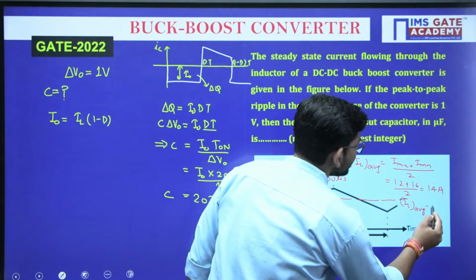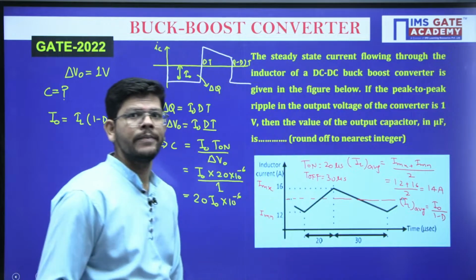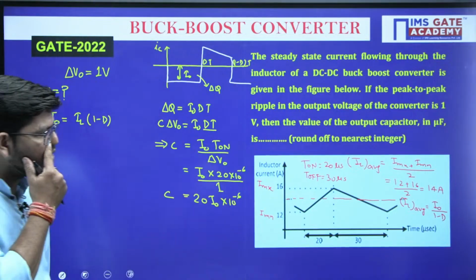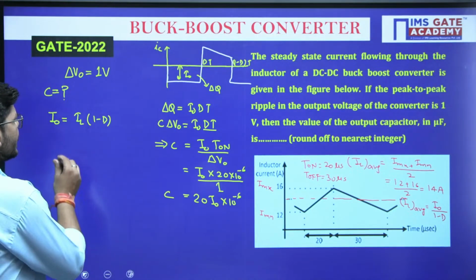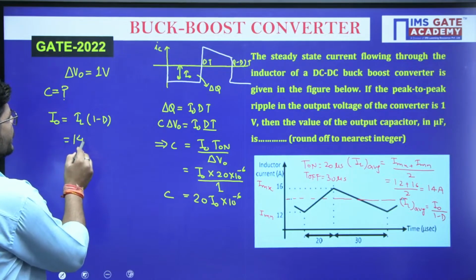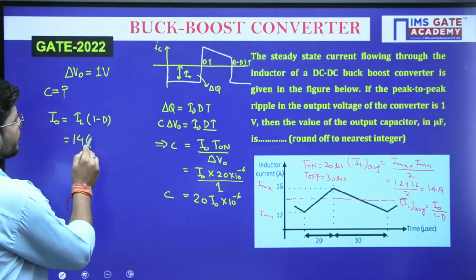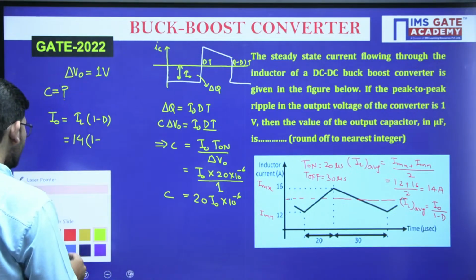IL average in case of boost converter and buck boost converter is I naught upon 1 minus D. So I can write the value of I naught to be IL into 1 minus D. What is IL? IL we have calculated as 14 ampere, and 1 minus D. What will be the value of D?